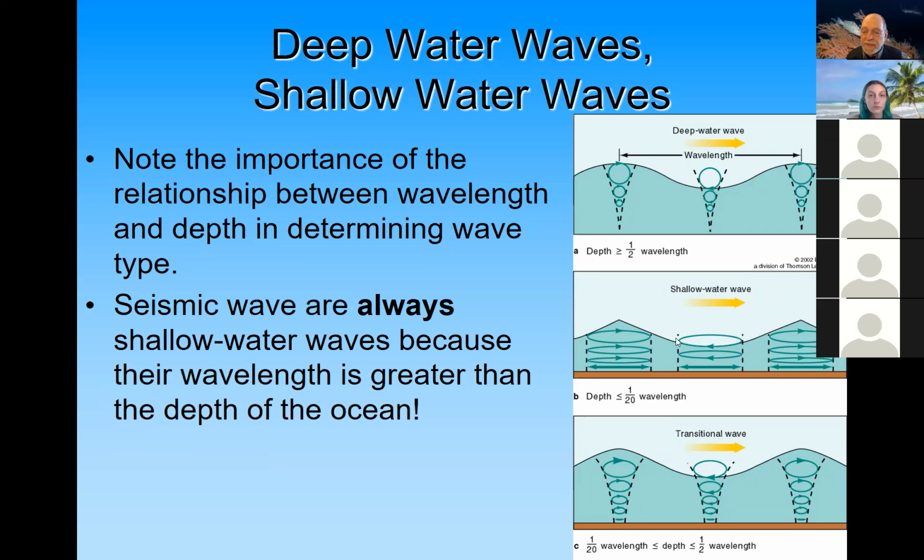But when the depth is less than, here in this case, 1/20th of the wavelength, then you start to see this shorter wavelength. Actually, the waves start to feel the bottom at about less than half wavelength. But when the depth really decreases, you start to get this elongation of the orbital circles, and the wave peaks have to become higher.